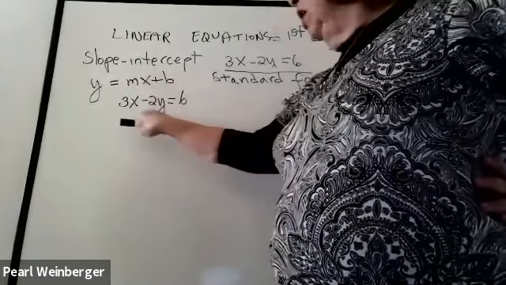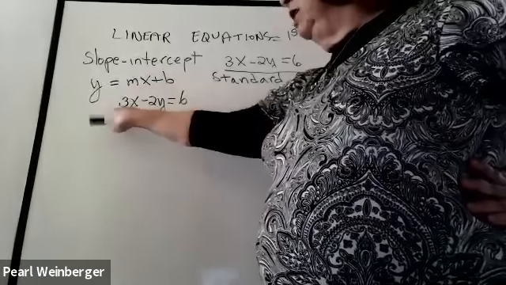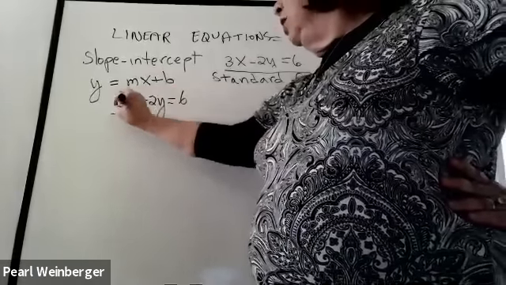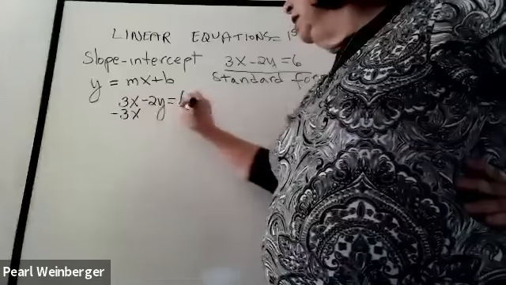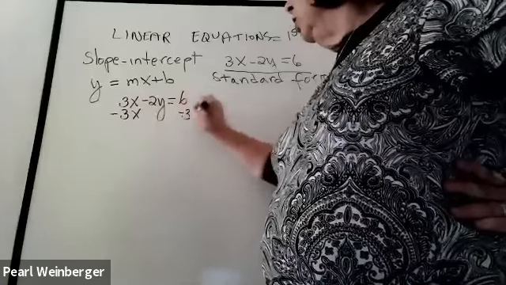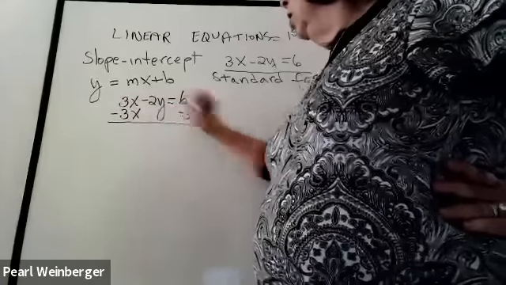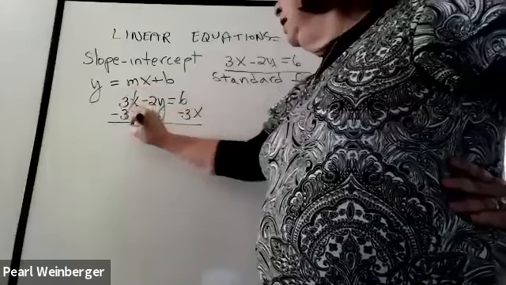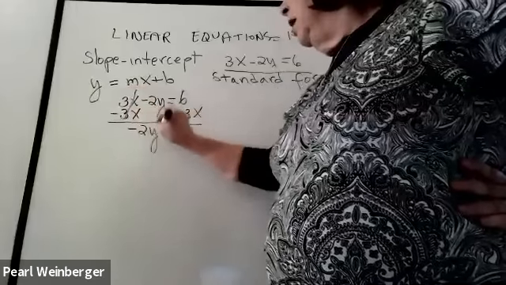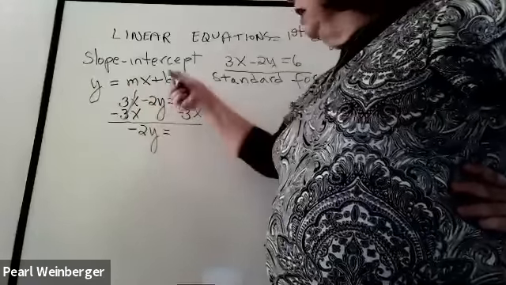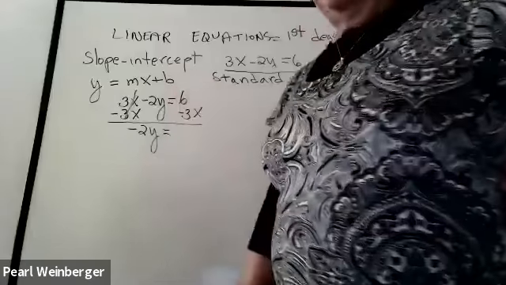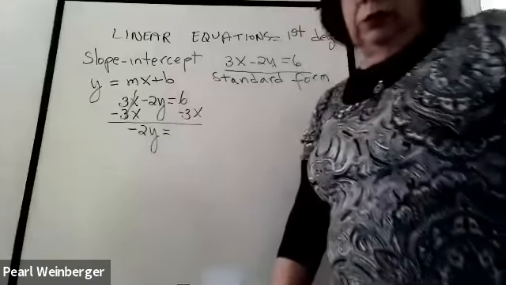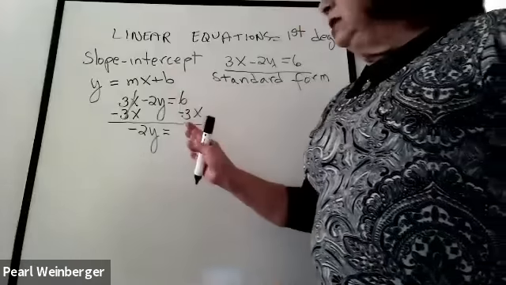So in order to get the y by itself, the first thing I have to do is subtract the 3x from both sides. So that'll give me negative 2y. Now here I have two terms. I have a 6 and a negative 3x, and they're not like terms. So therefore I have to keep them separate.